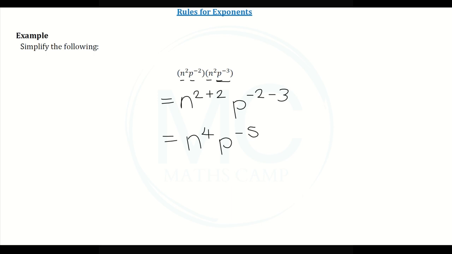Finally, let's make this exponent over here positive by moving p into the denominator of the fraction. n has an exponent of positive 4, so we leave that where it is. And we say over p to the power of positive 5.